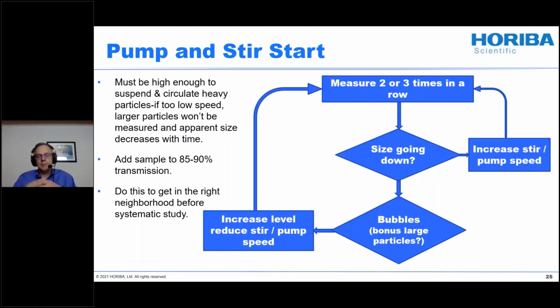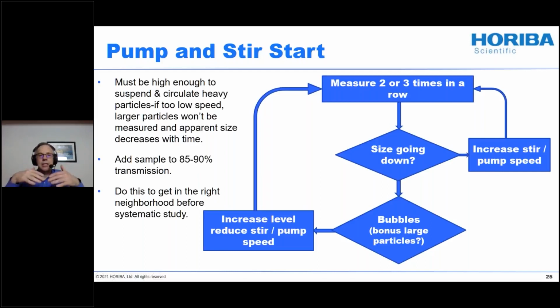So what do I do coming into a brand new system? I have no idea what the particles are going to do to me. I will fill the system, add sample to say 85 or 90% transmission, hit measure a couple of times in a row, and then look at the size. Is it slowly going down or quickly going down? Do I see particles floating to the top? If those are true, then I increase the stirring and pumping speed.